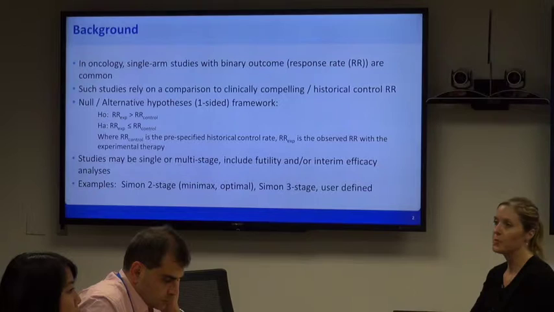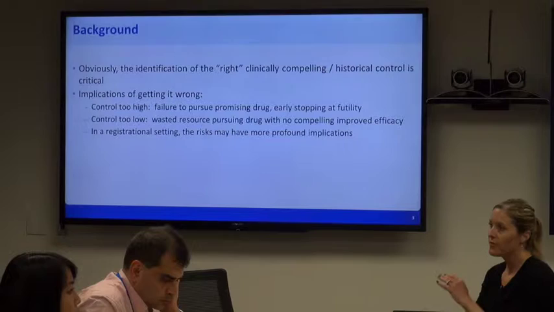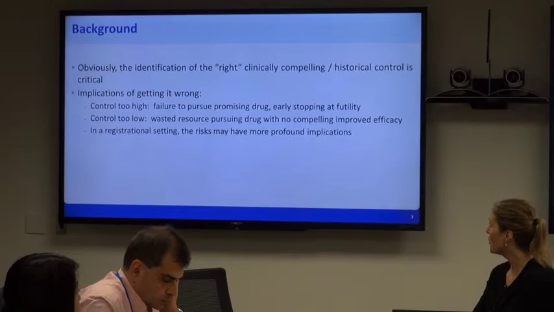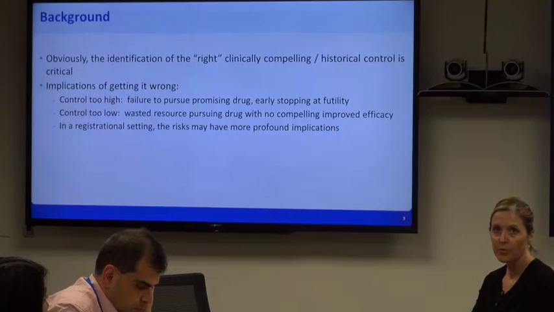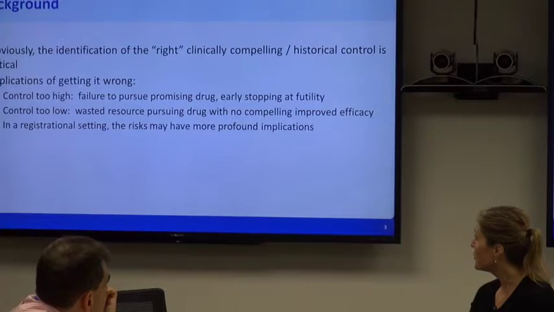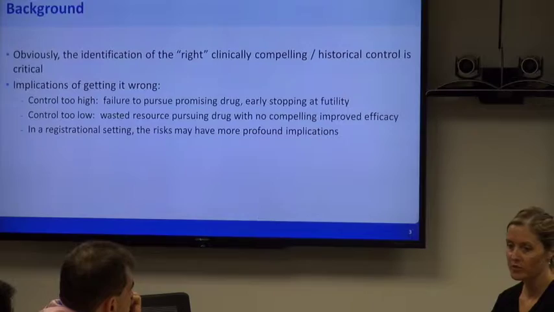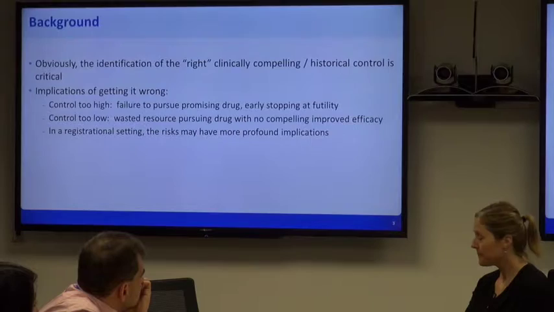Even though the trial itself is a very simple design, the key bit is getting the right historical control. This is critical. The implications of getting it wrong are that if you set it too high, you may conclude that your drug doesn't work. You may stop early for futility. If you set it too low, you may conclude there's compelling efficacy when there really is none, and you may waste resources pursuing something that just doesn't have very much efficacy. In a registrational setting, the risks could have even more profound implications.